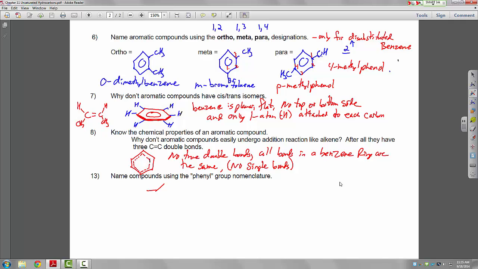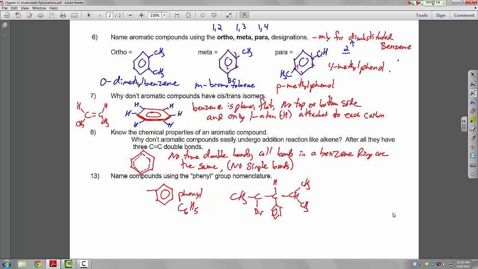If you remember, the benzene ring named as a branch is a phenyl. So benzene is C6H6, right? A phenyl ring would be C6H5. Why do we need to worry about this? Well, let's say we've got some great big crazy thing here. You've got a benzene ring, okay? All right, well, what's the name of this thing attached to the benzene ring? There is no name for something like this.